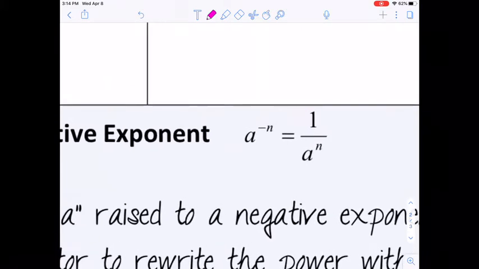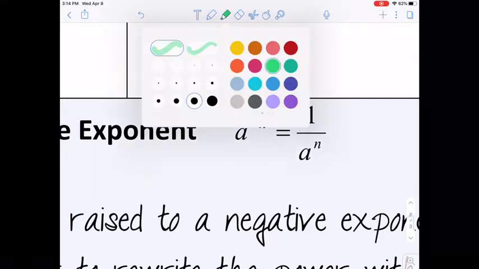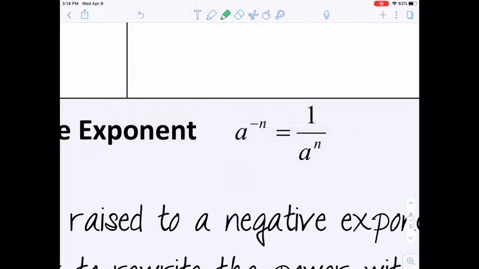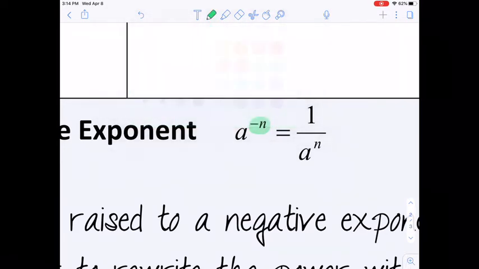Sometimes you will see a negative exponent. Anytime you see a negative exponent, notice what happens. We had a to the negative n power. That a moved to the other side of the fraction. This was over 1. The a to the n moved to the bottom of the fraction, but it also changed to a positive n. Whenever you move it, it changes to a positive n, or a positive exponent.